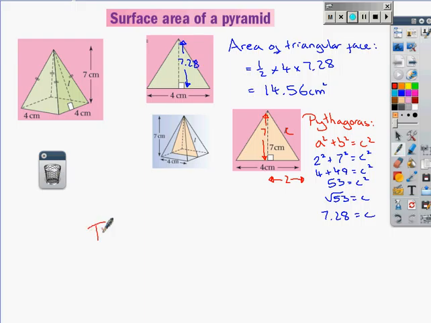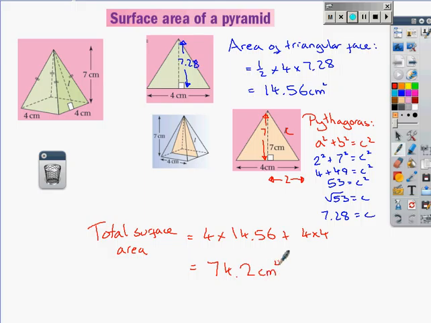So our total surface area, which we said at the start was the 4 isosceles triangles, so it's 4 times the area of each triangle, plus the area of the base, and we said that was a square, so that's 4 times 4. Put all of that into your calculator, and to 1 decimal place you'll get the answer of 74.2 centimetres squared. So lots to take in there.